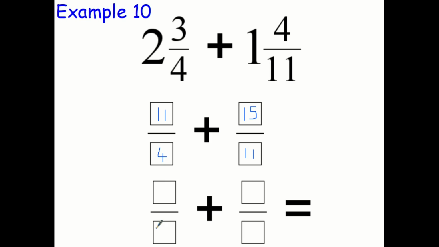Then we need to find a common denominator, which in this case will be 44. Times through by 11. So I'm going to get 121 on the numerator there. And 15 times by 4 is 60. So I get on my numerator 181, 44ths.